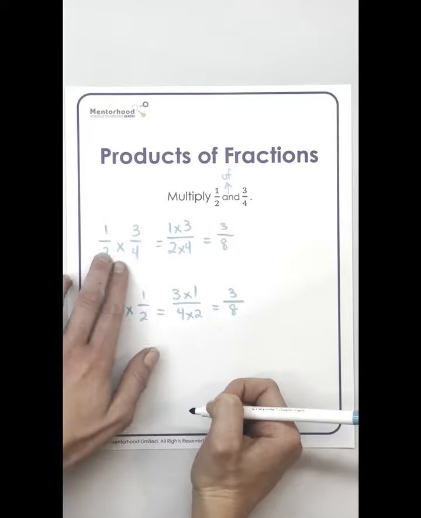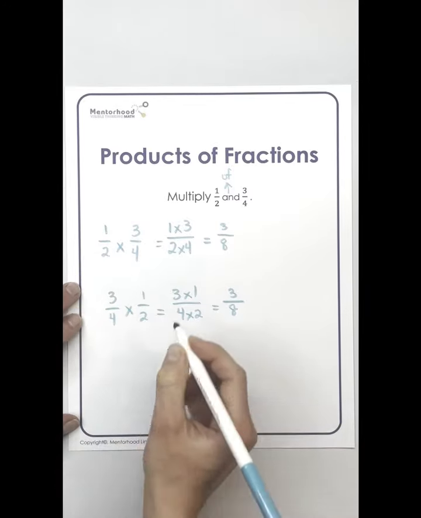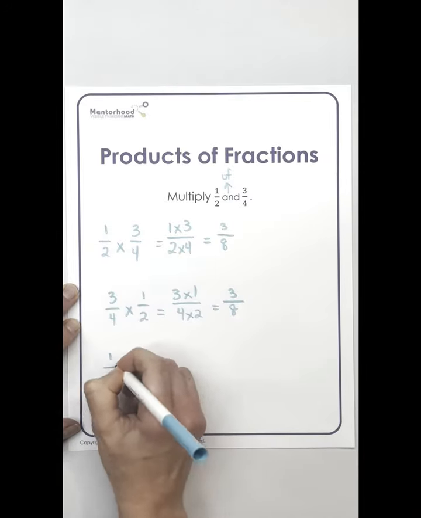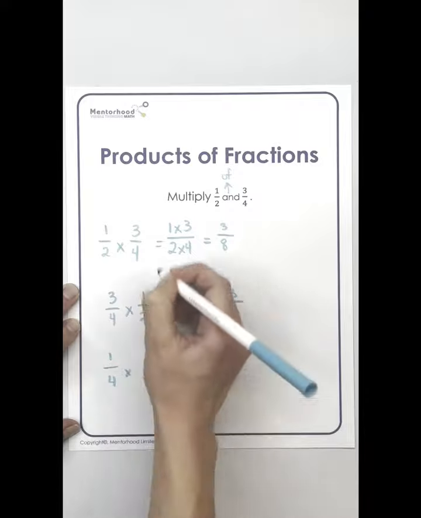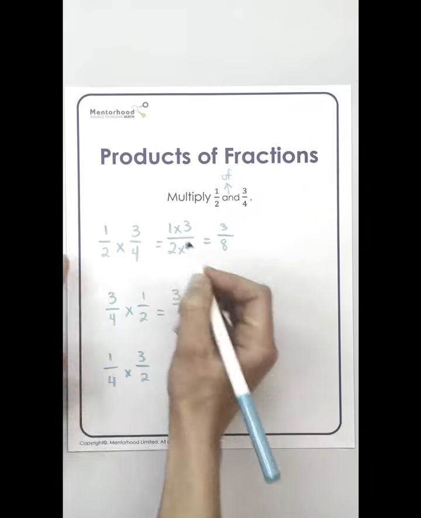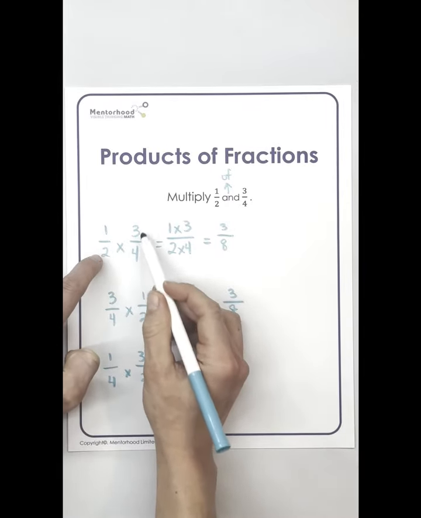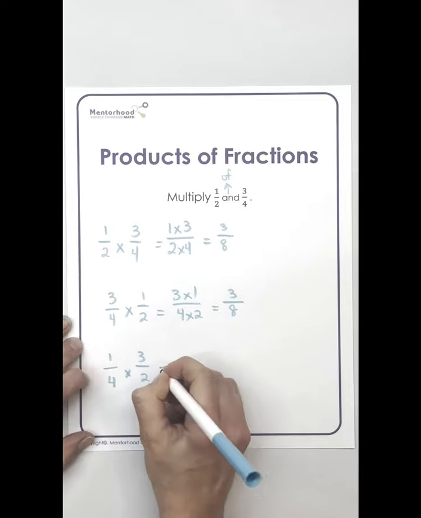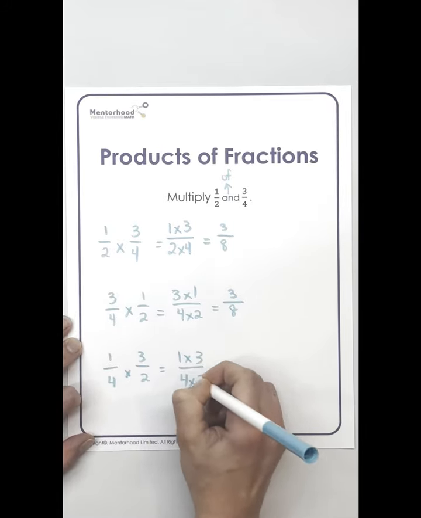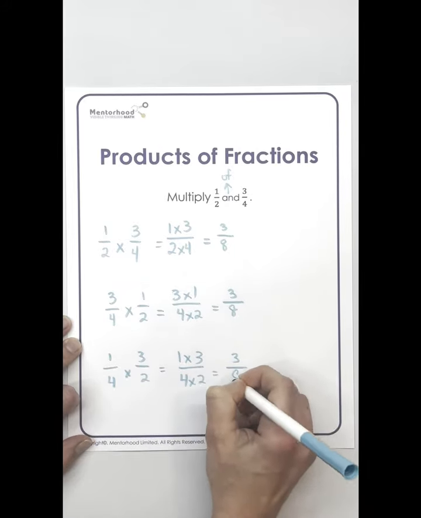Now, what if I had just switched the bottoms instead of the tops? Or I just switched the tops instead of the bottoms. So this would be 1/4 times 3/2. Now I've got entirely new fractions, but all I did, see here, this is 1/2, I switched the bottom, so it's now 1/4. And then 3/4 became 3/2. So let's write that out. 1 times 3 over 4 times 2 equals 1 times 3 is 3, 4 times 2 is 8.